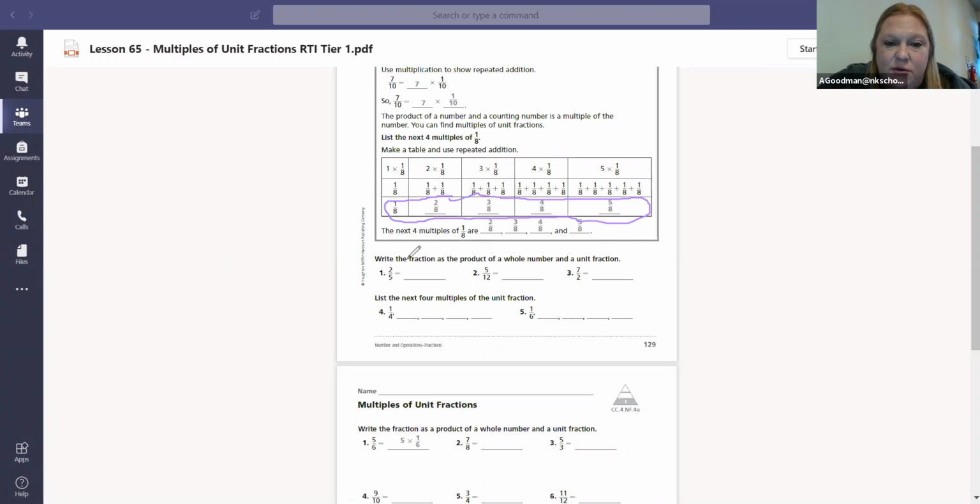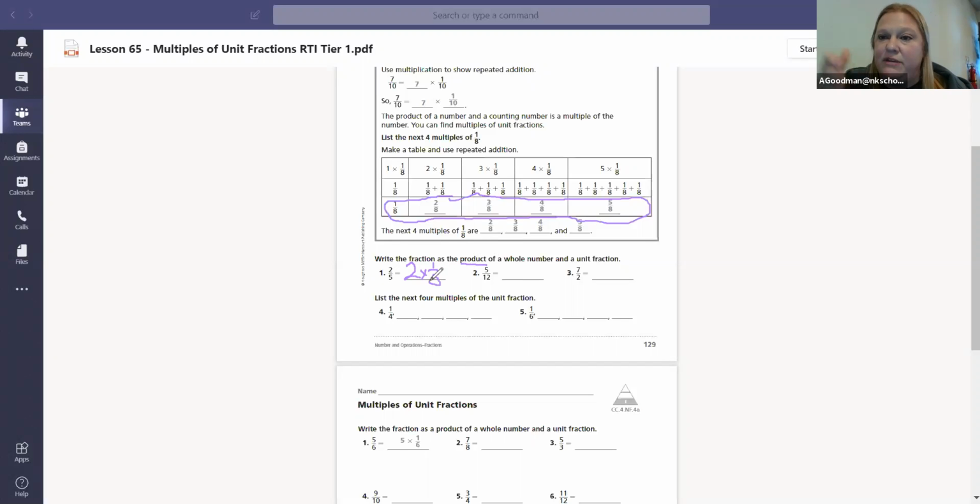All right, so this one says, write the fraction as a product. Remember, the product is the answer of a multiplication problem. So the product of a whole number and a unit fraction. So since we know that product means multiply, we're saying that 2/5 is the same as multiplying 2 times the unit fraction of 1/5.